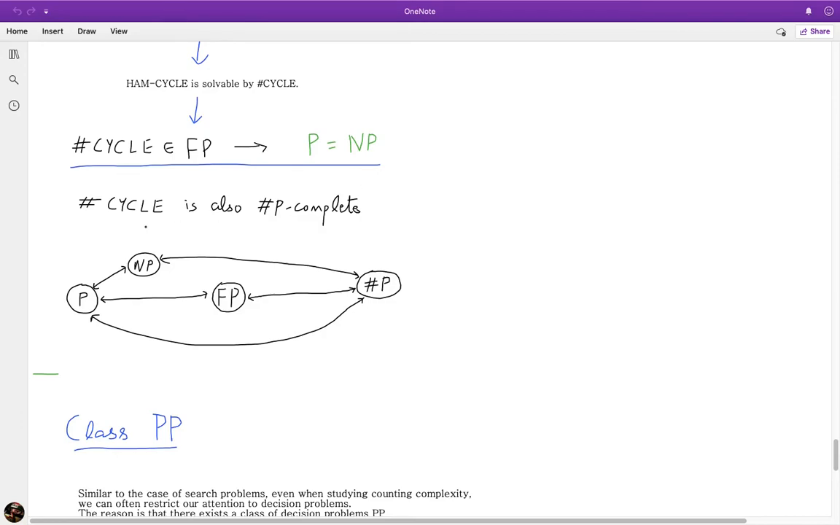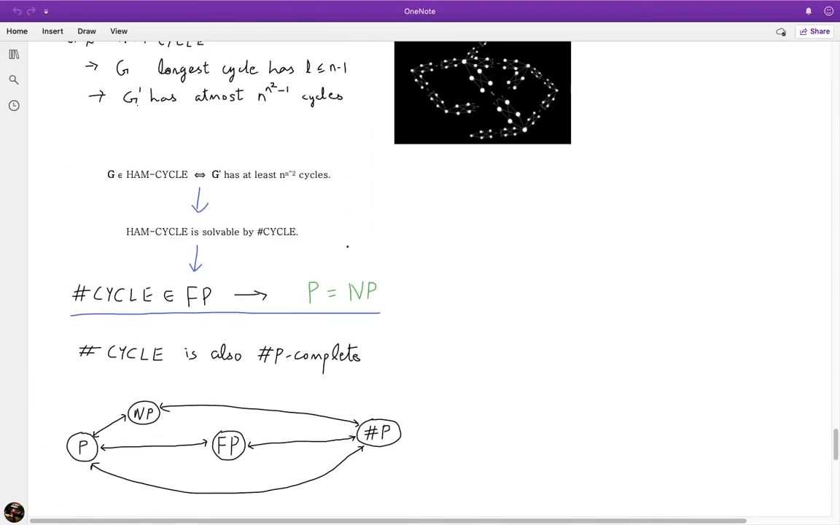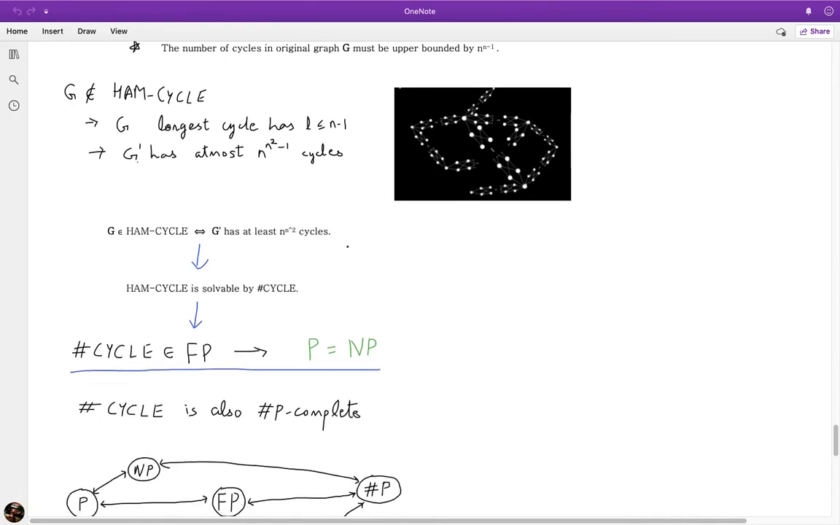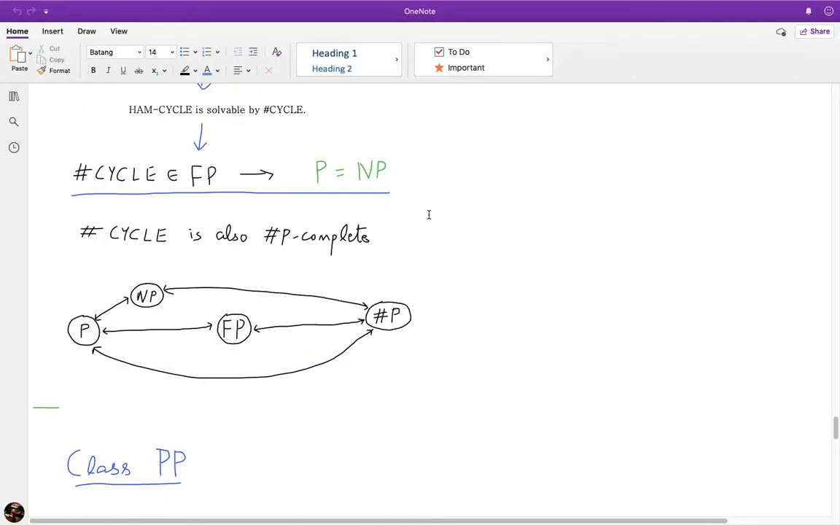And now one more additional fact which we are not going to go into right now is that #cycle is also #P complete. So as we saw here is cycle, which is a P class problem in the decision problems, but in counting problems, let us look at this diagram over here.